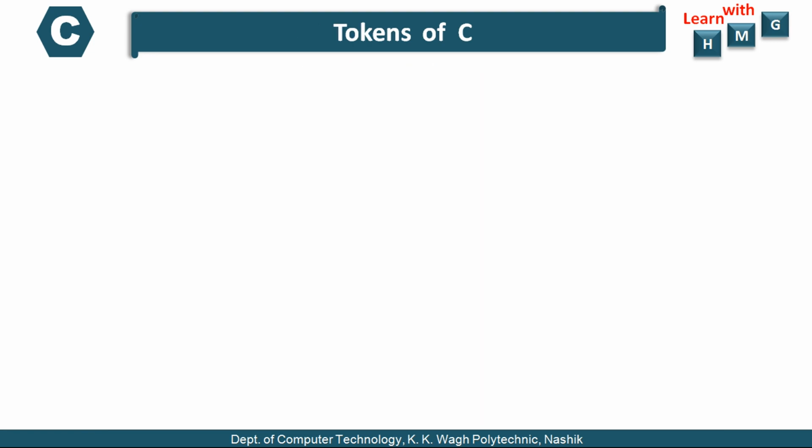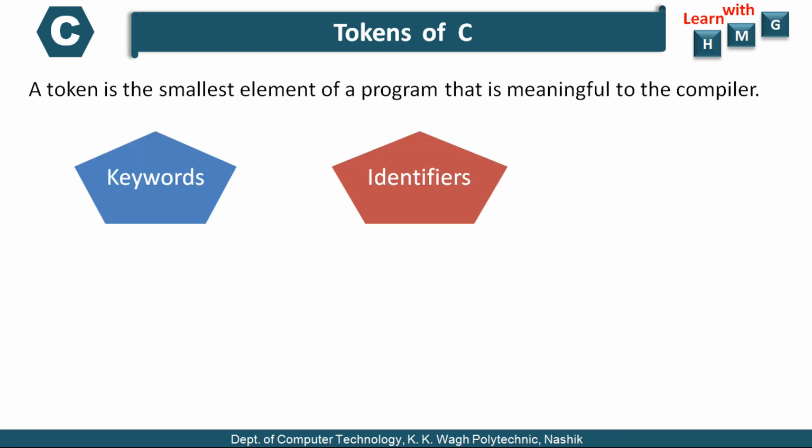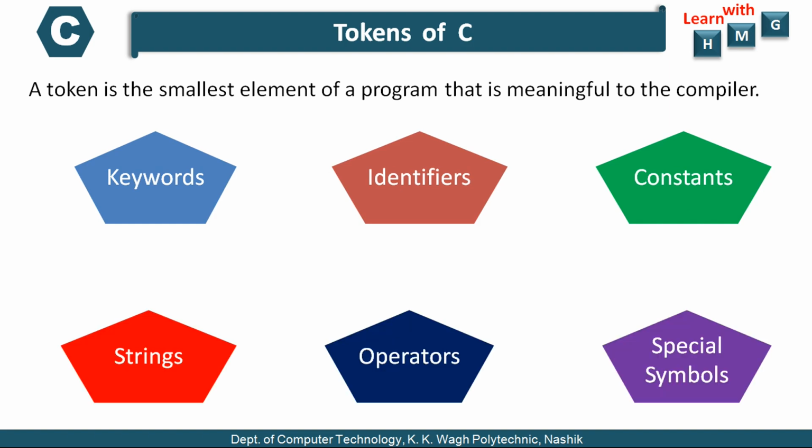Now let us see the various tokens of C. A token is nothing but the smallest element of a program that is meaningful to the compiler. So these are small, basic elements we are going to use. Which are those tokens? The first token is keywords, second identifiers, third constants, then strings, operators, and special symbols. If you take any C program, you will find these elements in it: keywords, identifiers, constants, strings, operators, and special symbols. Let us see them one by one in detail.